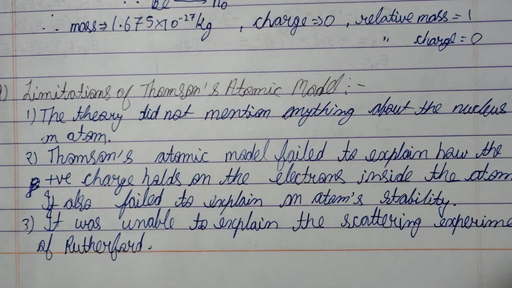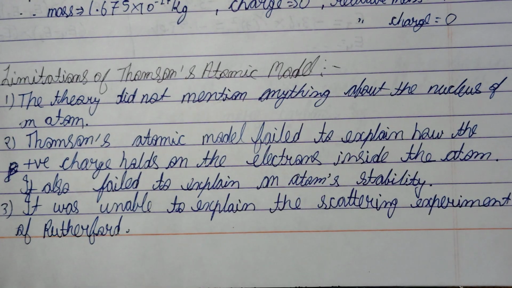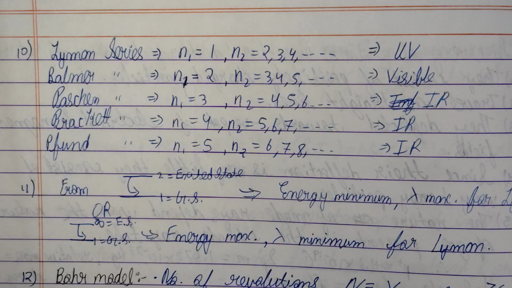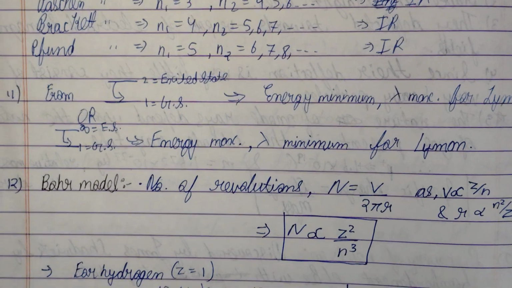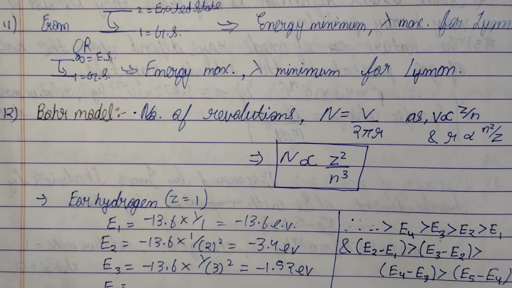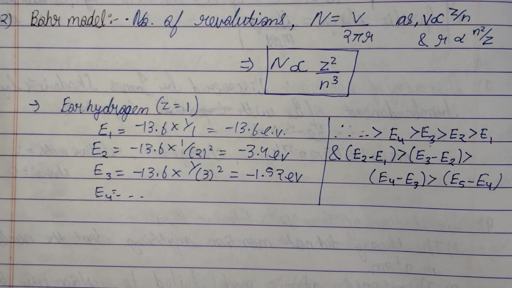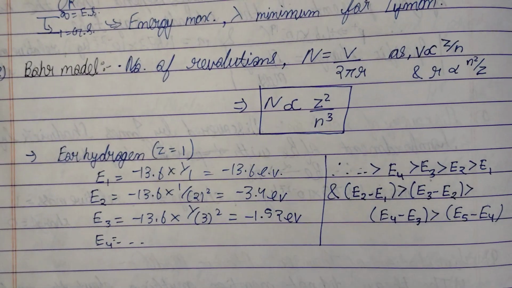Next, limitation of Thomson's atomic model. Thomson was discussed earlier, but there are a few important points that were left. This is the notes on the Thomson model limitations. Next is series: Lyman series, Balmer series, Paschen, Brackett, Pfund. And these are the notes, ending the total notes of this chapter 2. I hope you will write them in your copy and revise them.